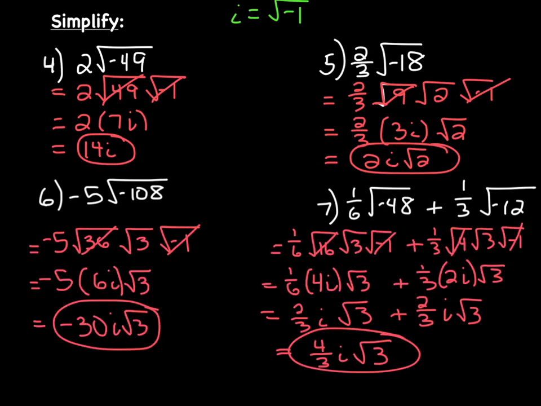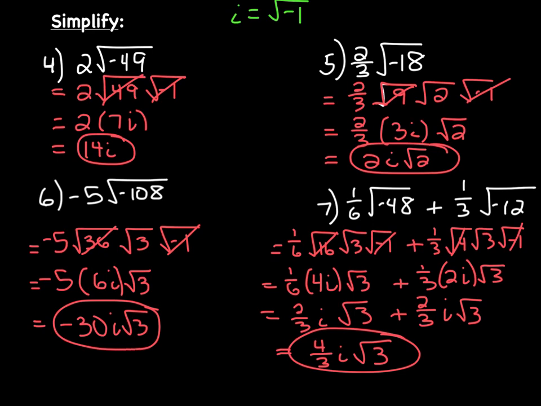All right, so I wrote out the answers here. I'm just going to quickly go through it. With number 6, I brought down the negative 5. I broke this radical up into 36, 3, and negative 1. Since the square root of 36 is 6, and the square root of negative 1 is i, I rewrote that and brought down the radical 3. Then negative 5 times 6 is negative 30, so I get negative 30i radical 3.